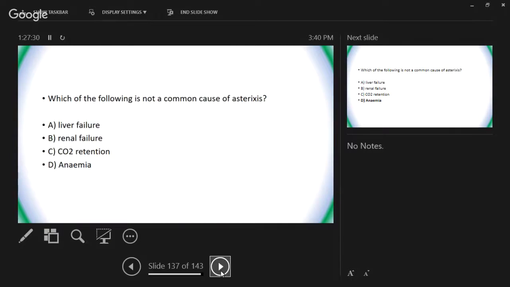Which of the following is not a common cause of gastritis? D. So, do we know what gastritis is? It's inflammation of the stomach lining. Cool. So there's three causes: liver, renal failure and severe retention. So any questions on it? So yeah, liver, kidneys, and severe retention.